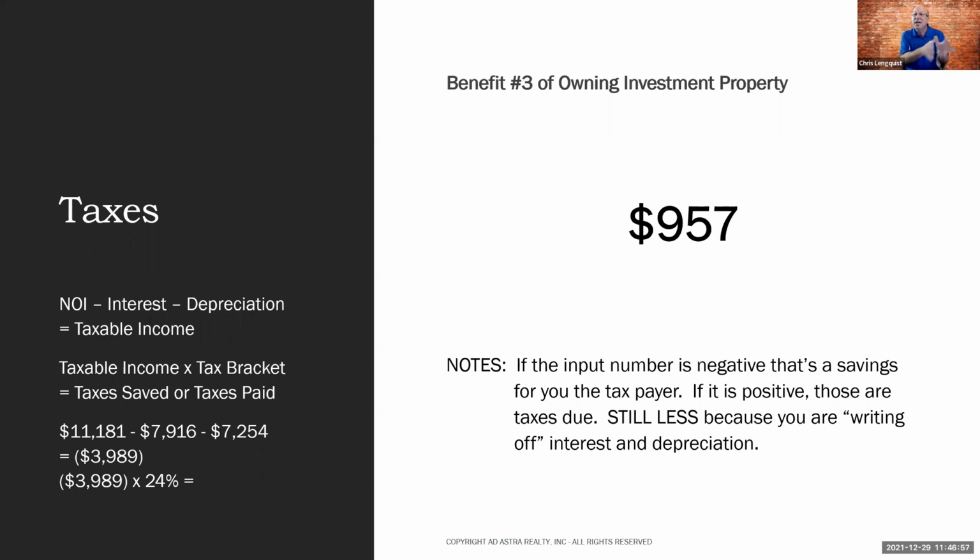So you get to tell the government you're losing money to the tune of $957. So we're going to add that to our earnings, because we're saving $957 on our taxes. Now, if I had taken my NOI and subtracted my interest and my depreciation, and 3,989 was a positive number, then I would multiply that times 0.24 and it would be $957 in taxes I had to pay. So we would take that away from the return.